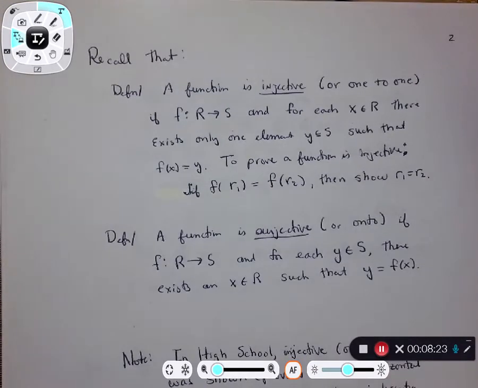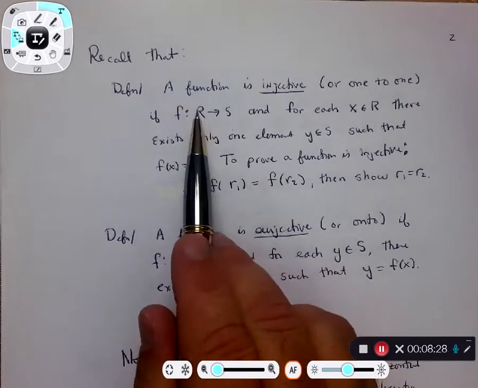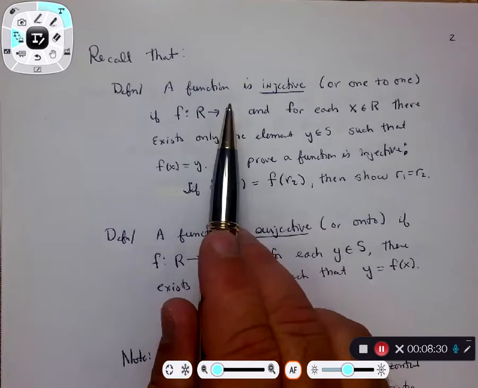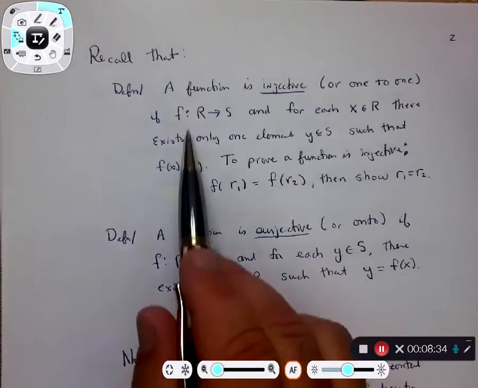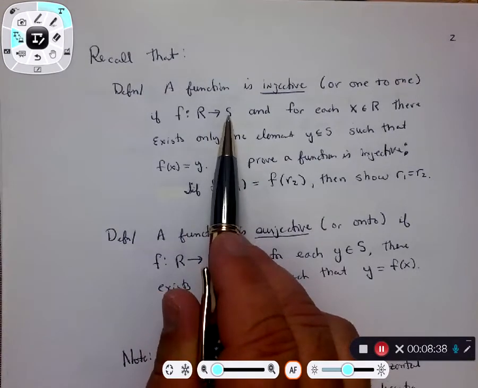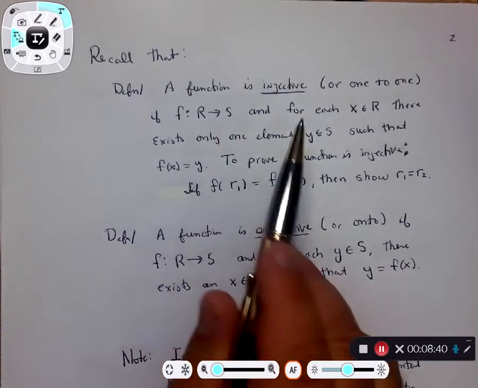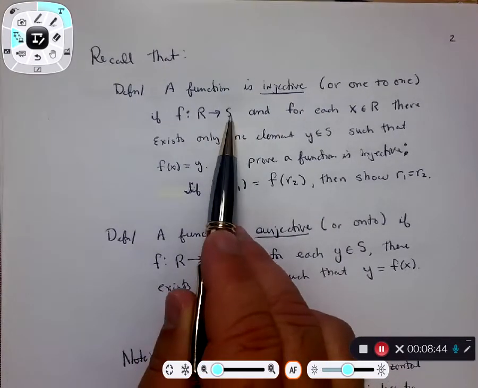Now, the other one is injective, one-to-one. Now, you got one element to one element. One element in R will absolutely map to one element in S. You don't have multiple elements in R mapping to the same element in S. You could have that. That would be a function. That's fine. But a one-to-one function has one element in the domain mapping to one element in the range.